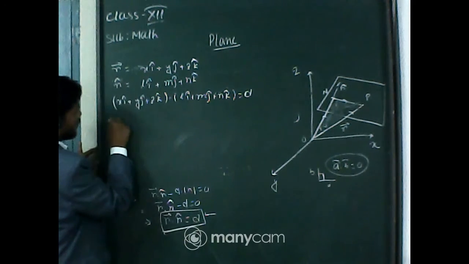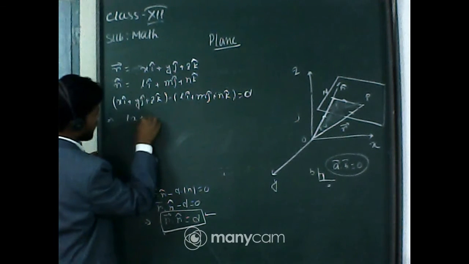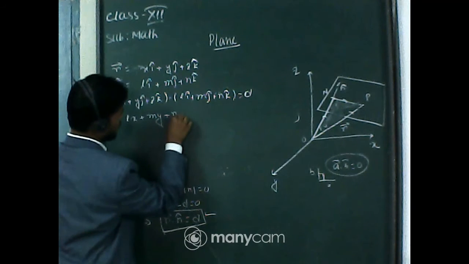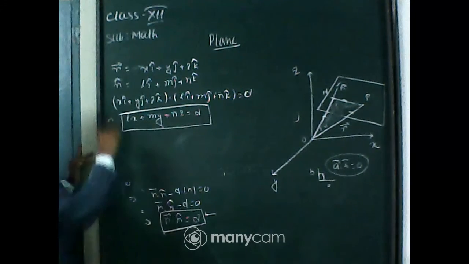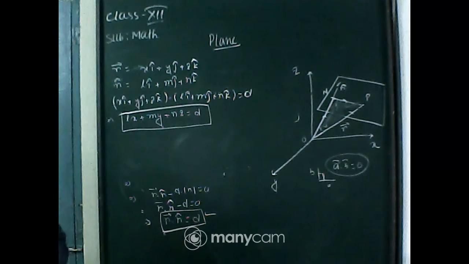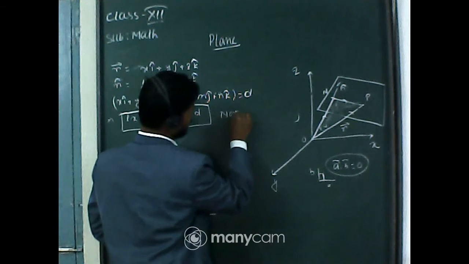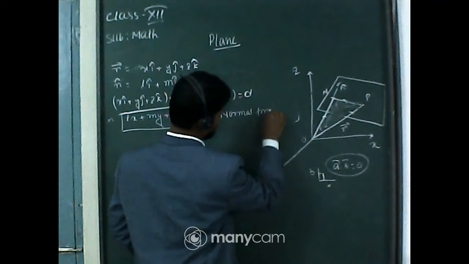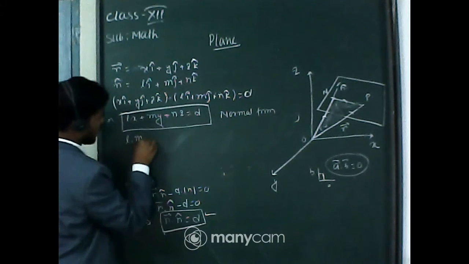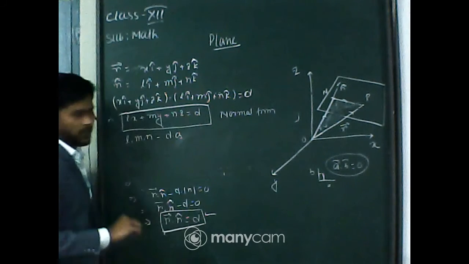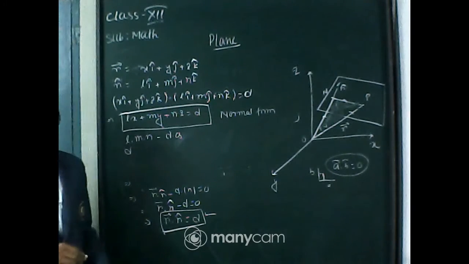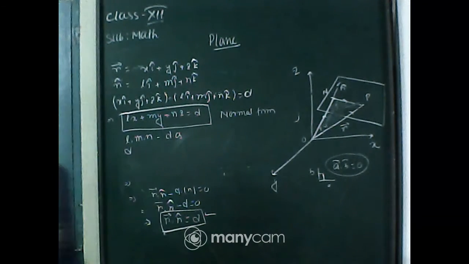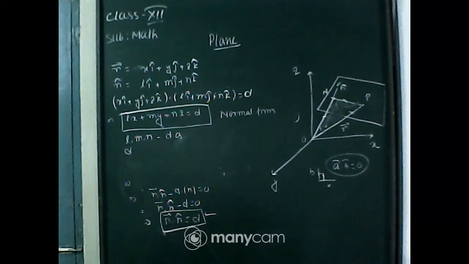Now find the dot product. That will be lx plus my plus nz is equal to d. This is called the equation of the plane in normal form, where l, m, n are the direction cosines of the line perpendicular to the plane, and d is the distance of the plane from the origin.